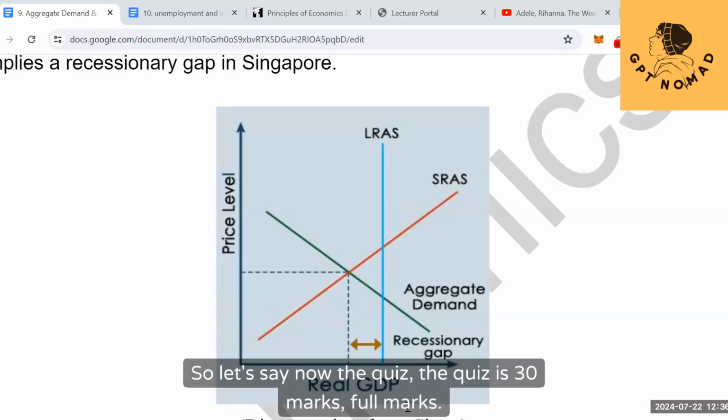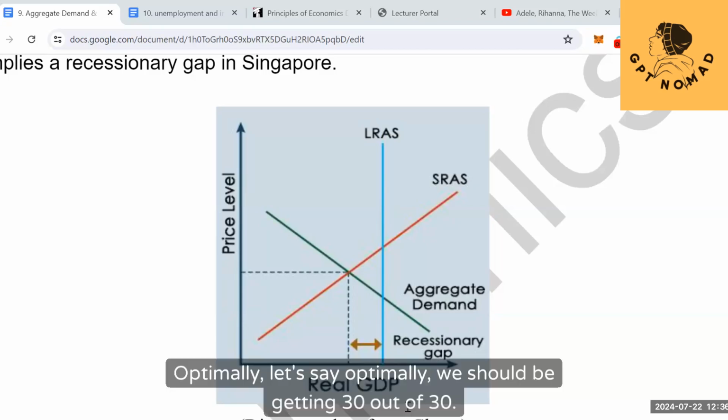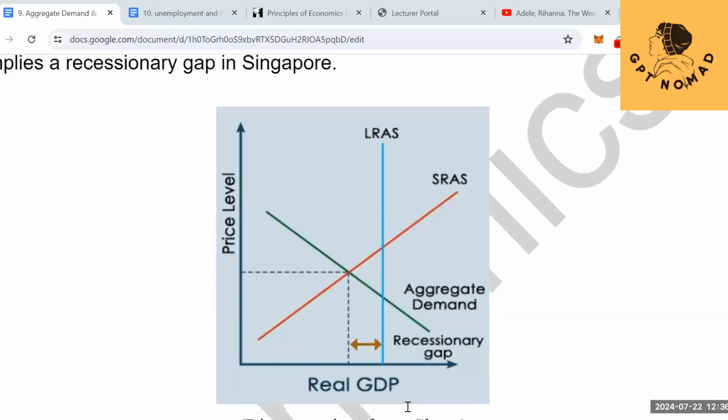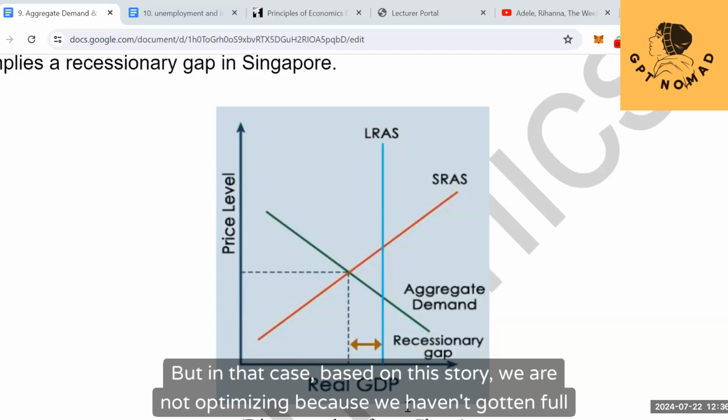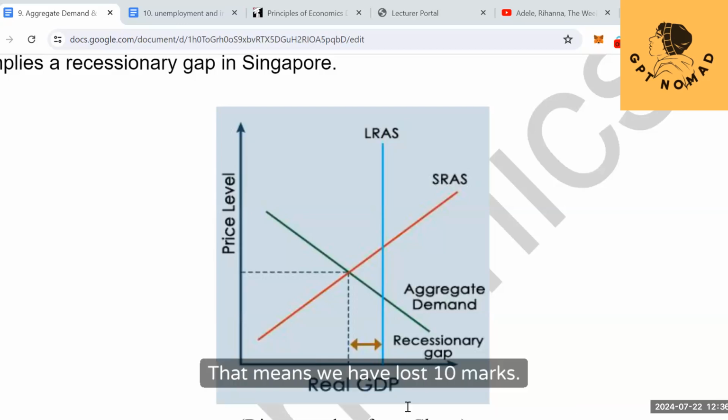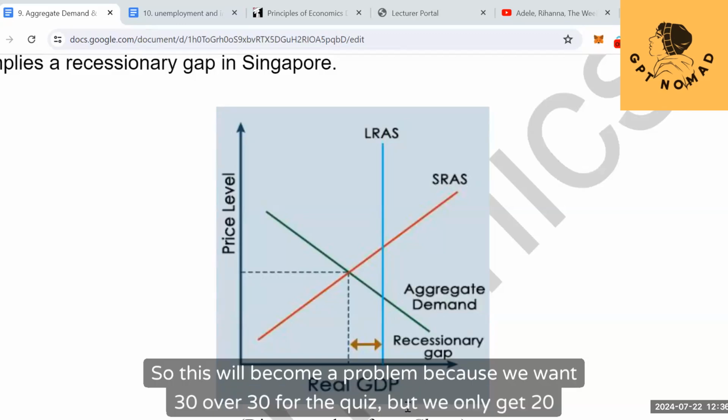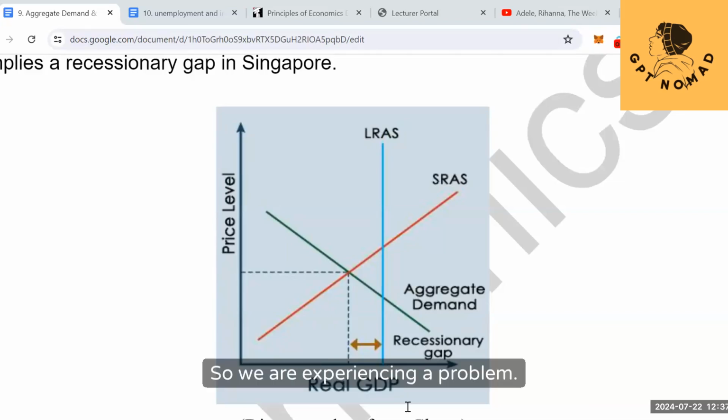Let's say a quiz is 30 marks, full marks. Optimally, we should be getting 30 out of 30. If we were getting only 20 out of 30, it's still not too bad. But based on this story, we are not optimizing because we haven't gotten full marks yet. That means we have lost 10 marks. We didn't get the 10 marks. This becomes a problem, because we want 30 over 30 for the quiz, but we only get 20 over 30. So we are experiencing a problem.